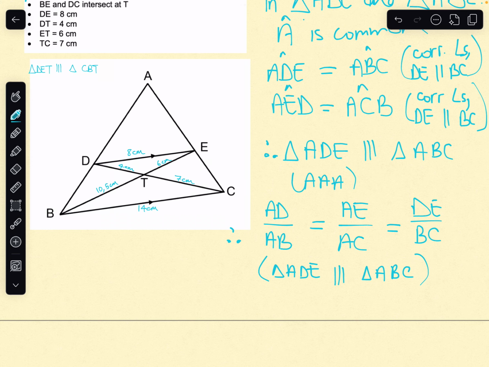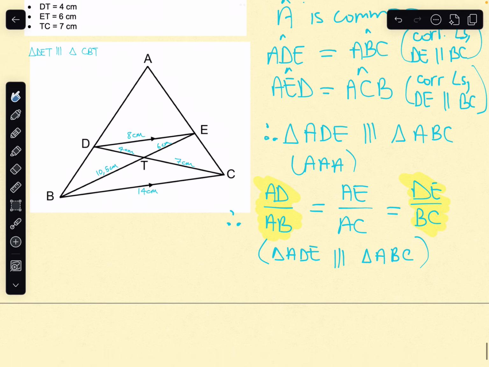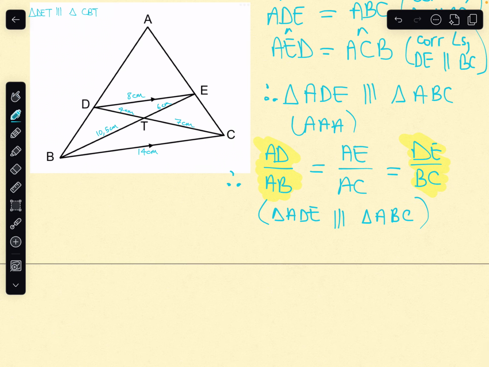And what we are interested in is the relationship between AD and DB. This gives us the relationship between AD and AB, so we will take that. And then this is the one that's going to give us the numbers, DE and BC. So I'm just going to ignore the one in the middle because we don't really need it. So AD over AB is then equal to 8 over 14.